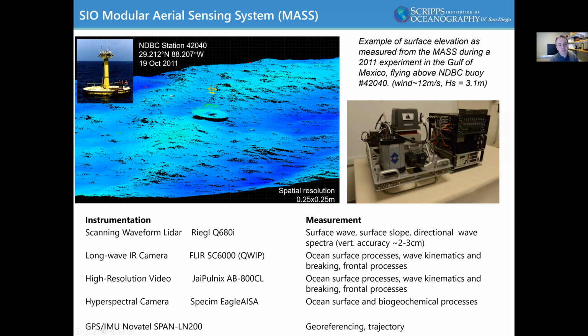I'll also point out, though it's not as relevant for this work, that we have a suite of imaging packages. We have infrared camera, visible, hyperspectral camera that are also providing collocated information about ocean surface processes, wave kinematics, frontal processes, biochemical processes, et cetera. And recently we just added surface velocity measurement capability, but that's not the topic of this talk.